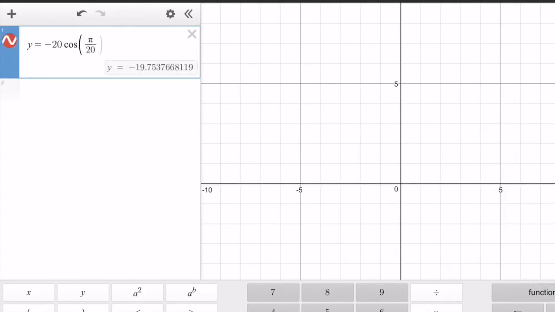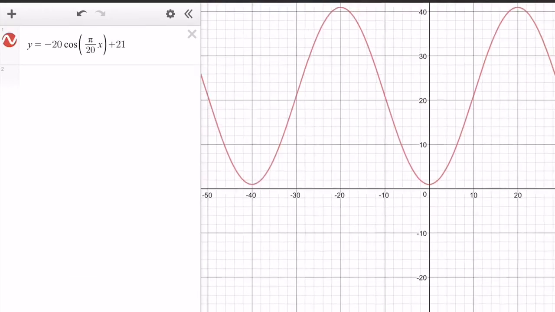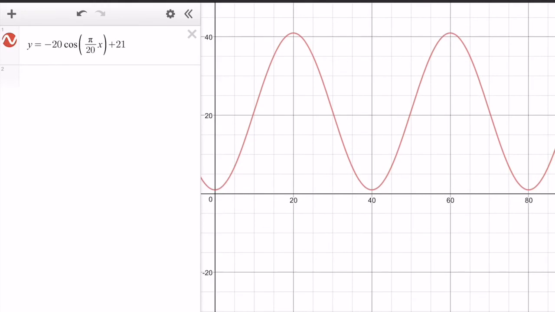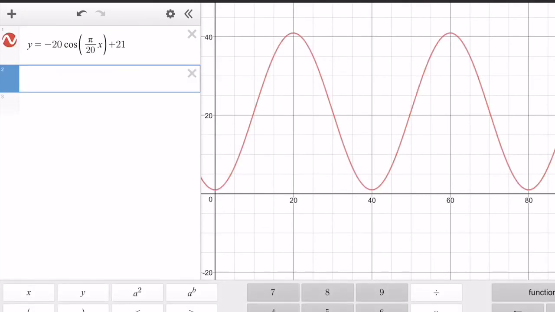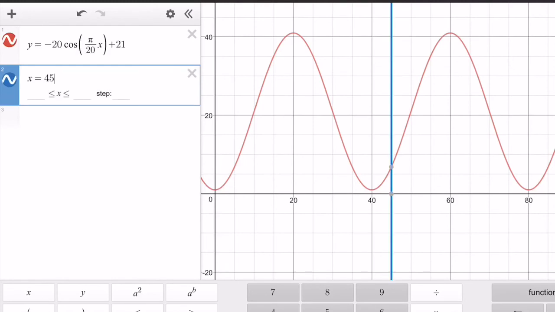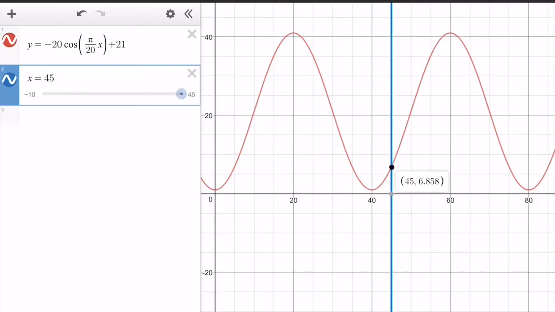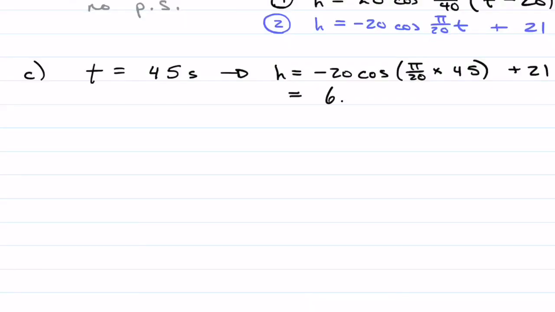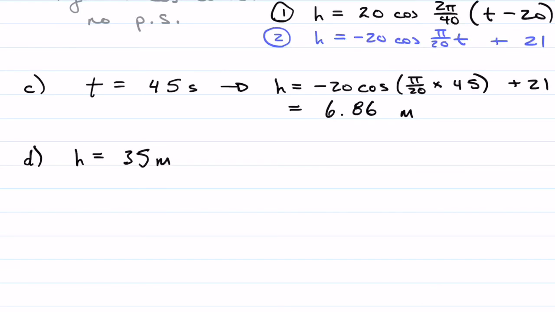So I'm just plugging the equation into Desmos, and then I'm going to solve it. The benefit of Desmos is I know in part D I'm going to have to use Desmos sooner or later. So t is x in this case, so I just put x equals 45 and find that intersection, and we get 6.86 meters.